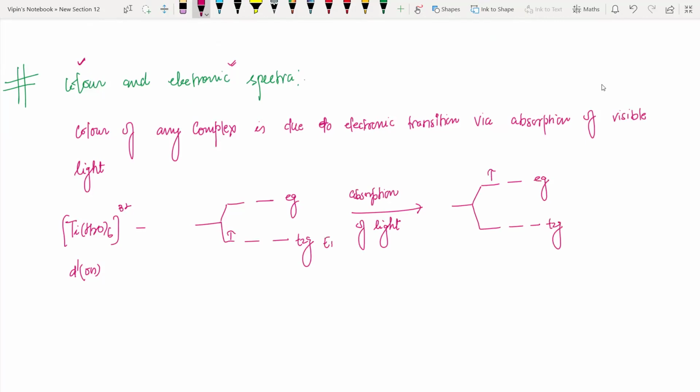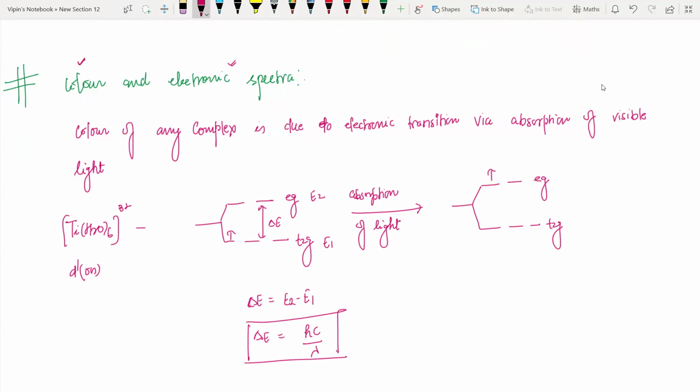If the energy of the t2g set is E1 and the energy of the eg set is E2, then delta E, the energy difference between these two energy levels, is equal to E2 minus E1, or delta E is equal to hc by lambda, right? Here lambda is the wavelength that has been absorbed by the particular complex. So if the energy difference between t2g and eg is different, the complex will absorb a different kind of light, because different complexes have different energy differences between the t2g and eg sets.